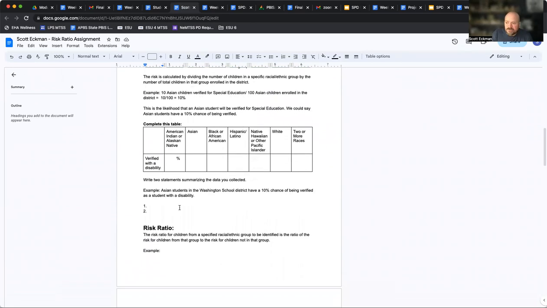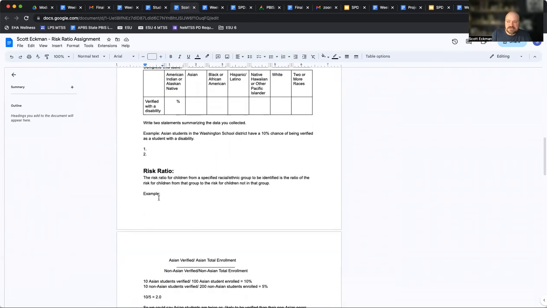Then what I'd like you to do is write 2 statements summarizing the data. You can basically choose any data point here and write a statement that's similar to the one in the example. You don't have to change the wording that much, but just how would you summarize this data for a school district?